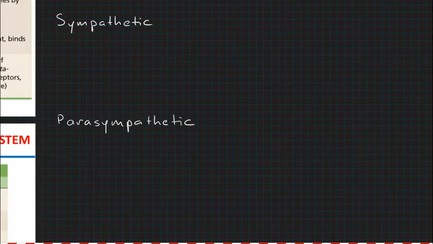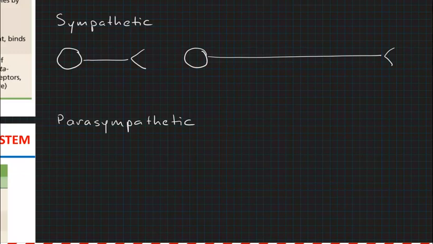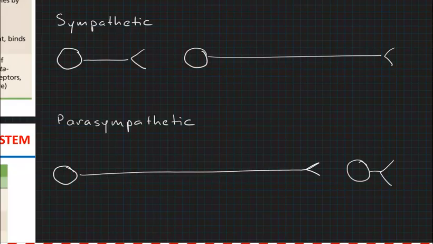So these are your neurons, okay? This is a really good practice, so I highly encourage you to draw with me. So this is your sympathetic system, and this is your parasympathetic. So first of all, length. Sympathetic, the preganglionic fiber, short or long? Sympathetic, short. Postganglionic, long. Parasympathetic, the opposite. Sounds good?